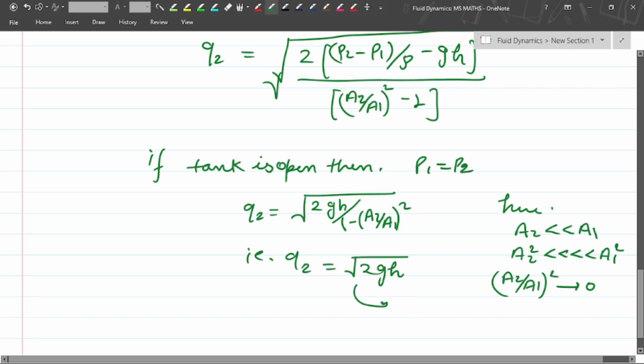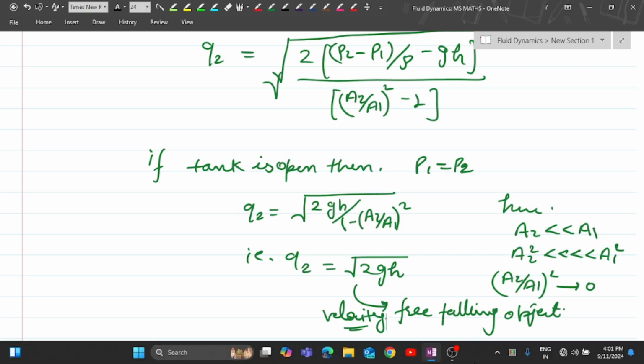So this is basically the velocity of a free falling object or free falling fluid. So this is all about Torricelli's theorem, a particular case of Bernoulli's theorem.